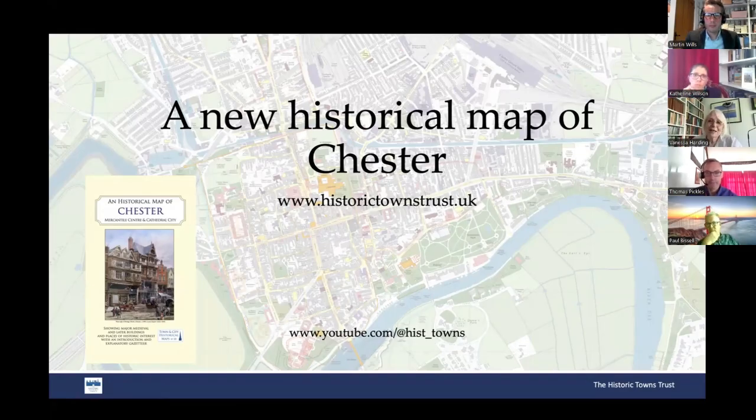So I'd like to thank you all for coming, for being interested in the new historical map of Chester. In particular, I'd like to thank all of those who've contributed to bringing the map to publication, and especially the University of Chester, whose early commitment and generous funding really made it happen.